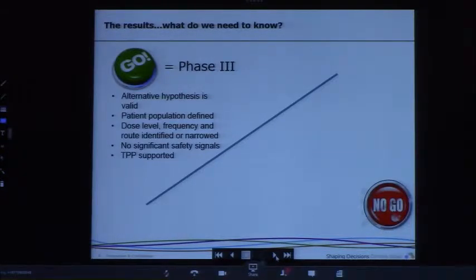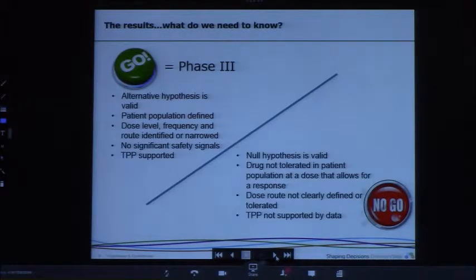And what you'll be wanting to do is some sort of commercial assessment. And as Jamie, you pointed out, some of the commercial assessment may be somewhat damaged by the data from phase 2. But you want to know that this still has commercial potential in order to be going into phase 3. In terms of a no-go, obviously there the null hypothesis is valid.